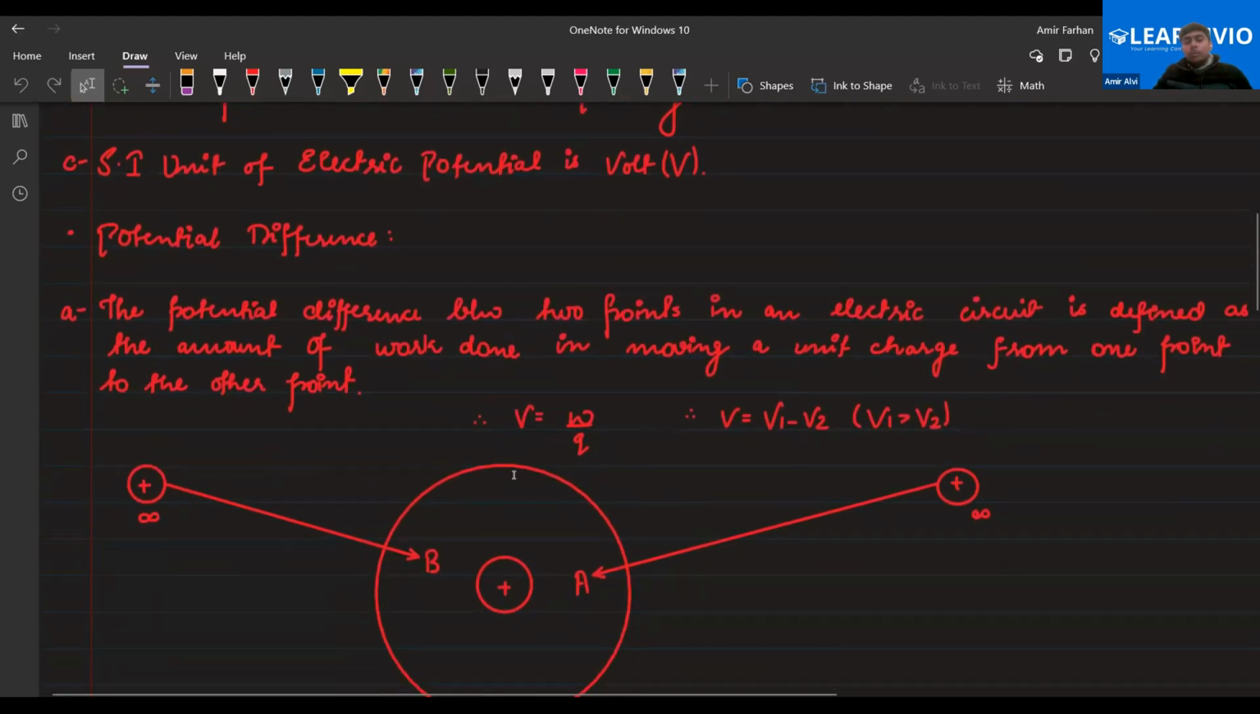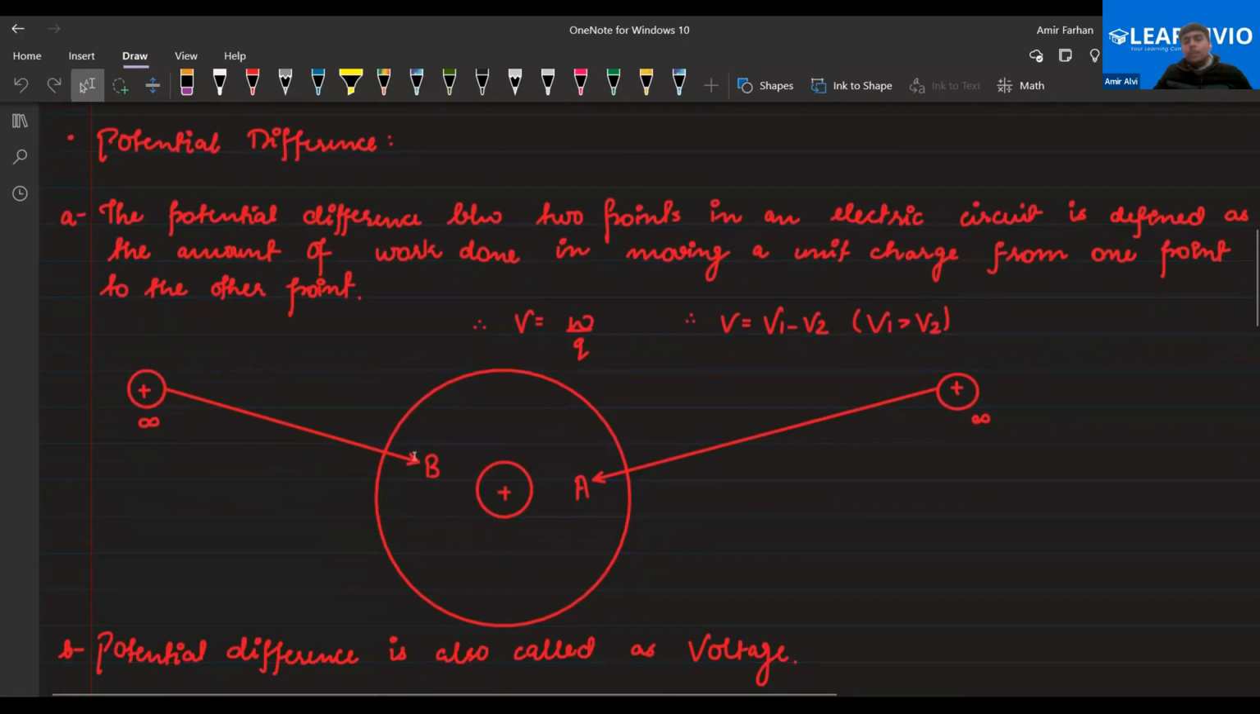Suppose a charge is taken from infinity here and another charge is taken to here. So two points are present. The work done to take the charge from A to B, or vice versa, if you reverse the process, from point B to A, that is your potential difference. Is that clear?